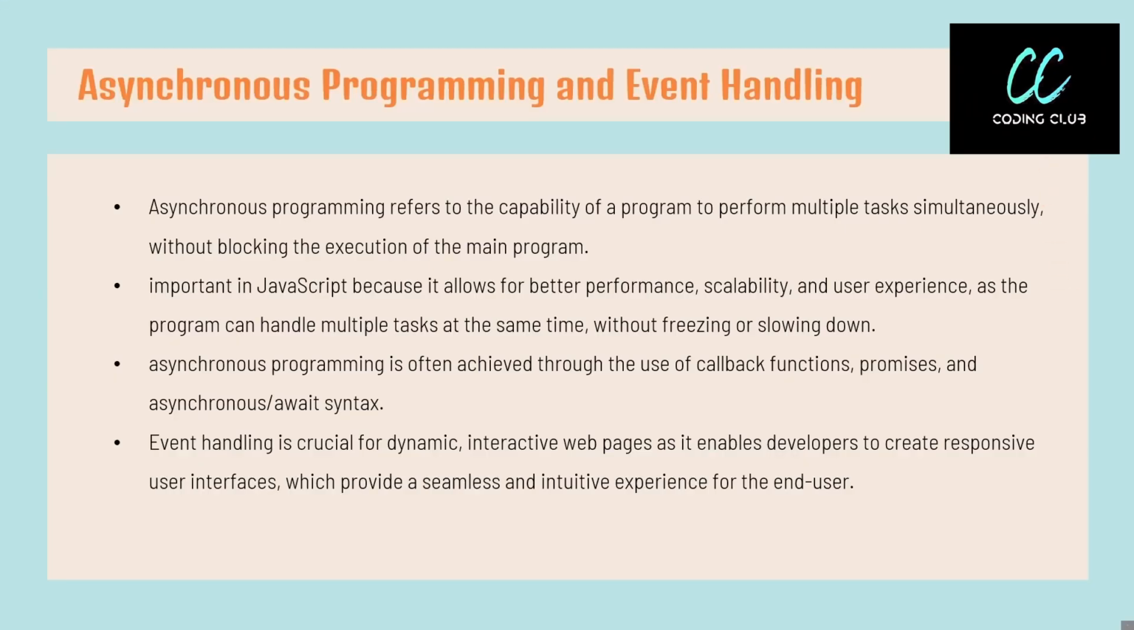Let's start some important points of JavaScript. So basically, JavaScript is used for asynchronous programming and event handling. So what is asynchronous programming? It refers to the capability of a program to perform multiple tasks simultaneously. You will be wondering what these multiple tasks are. When you open up a website, there are multiple things going on. There are different sections, and in different sections different things are going on. So if you go to a good website, then you will stumble across this.